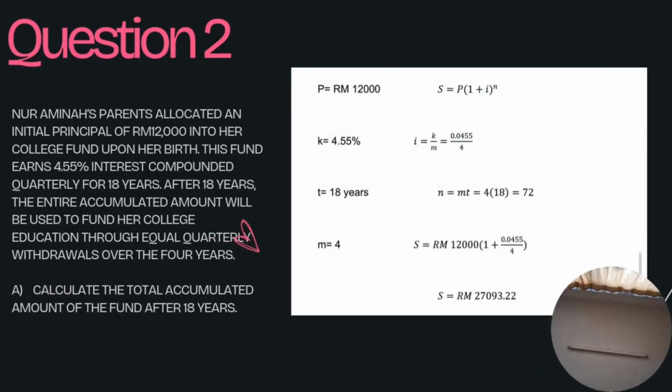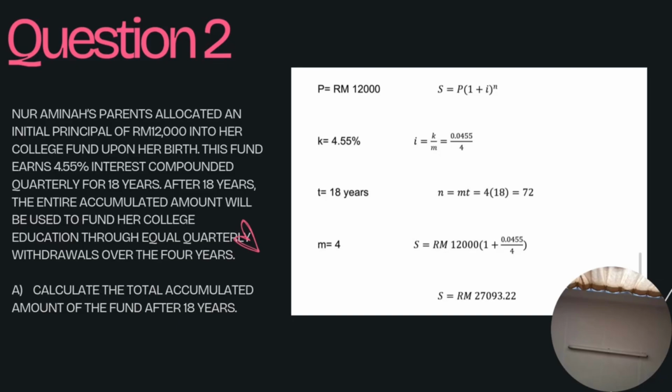Question 2. Nur Amina's parent allocated an initial principal of 12,000 into her college fund upon her birth. This earned 4.55% interest compounded quarterly for 18 years. After 18 years, the entire accumulated amount will be used to fund her college education through equal quarterly withdrawals over the 4 years. A. Calculate the total accumulated amount of the fund after 18 years.